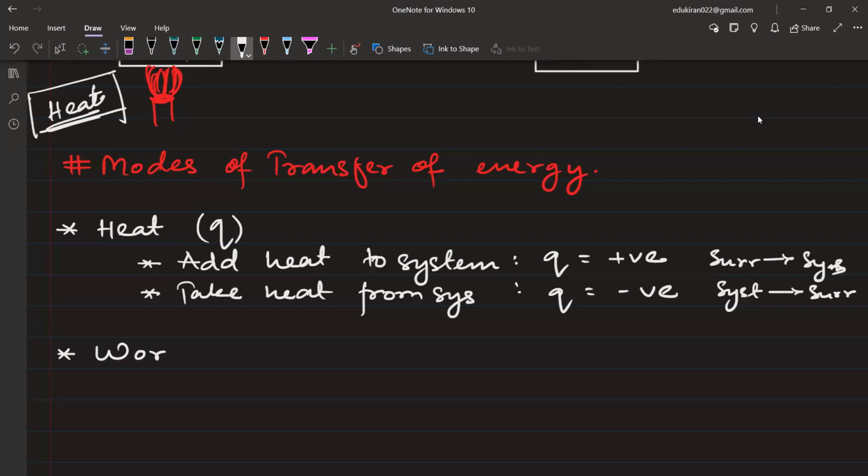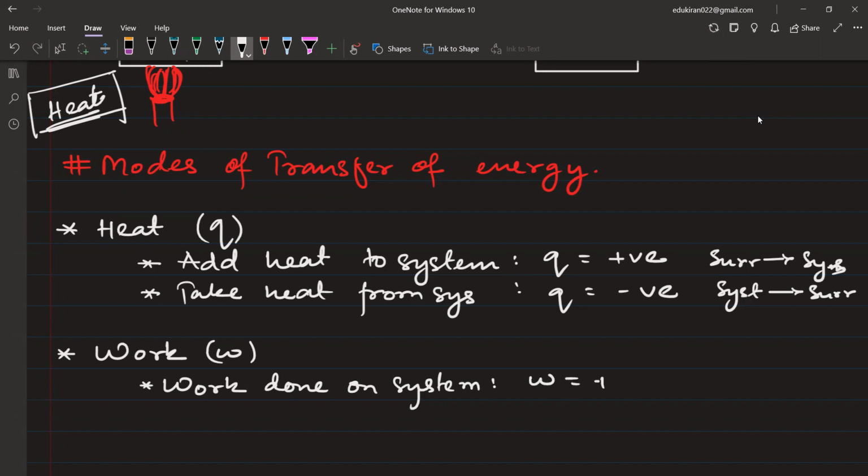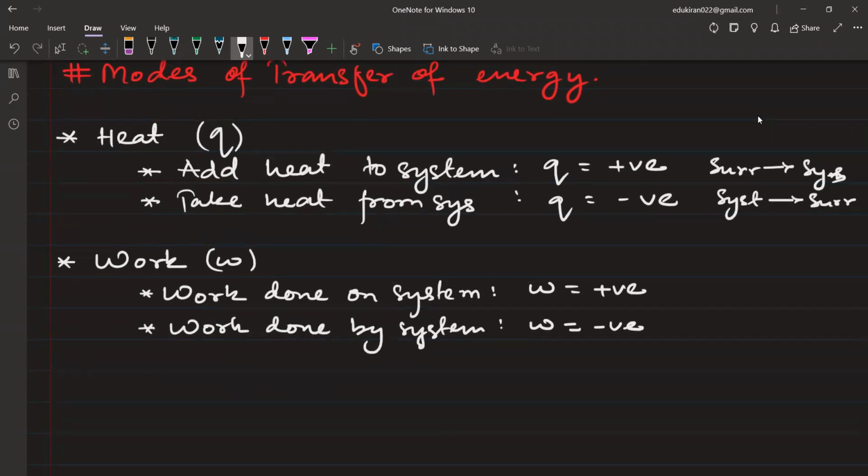नेक्स्ट केस है आपके पास वर्क. वर्क इज अनदर मोड ऑफ ट्रांसफर ऑफ एनर्जी. इफ यू डू वर्क ऑन सिस्टम, वर्क डन ऑन सिस्टम, तब यहाँ पे क्या होगा? W will be, it will be a positive number. And if work is done by the system, W is going to be negative. Okay, and this gives us the first law of thermodynamics.